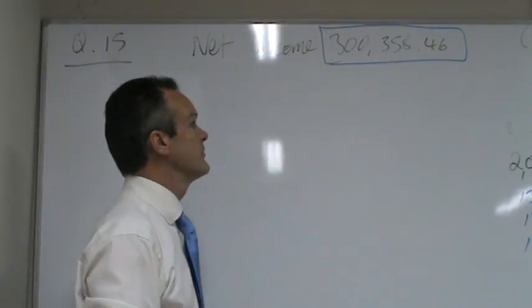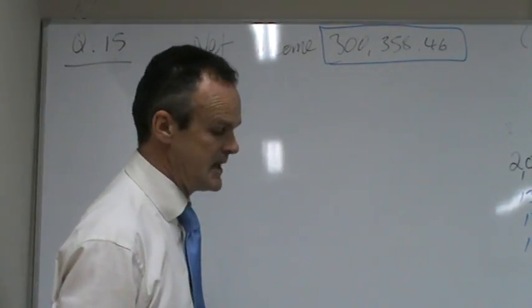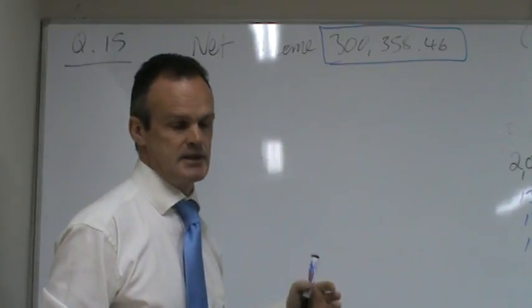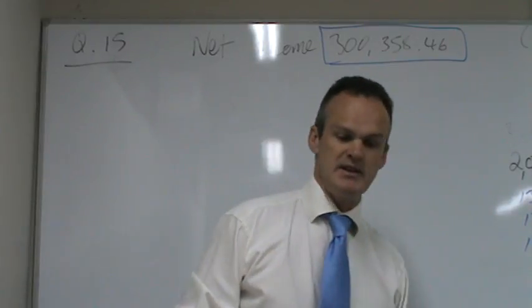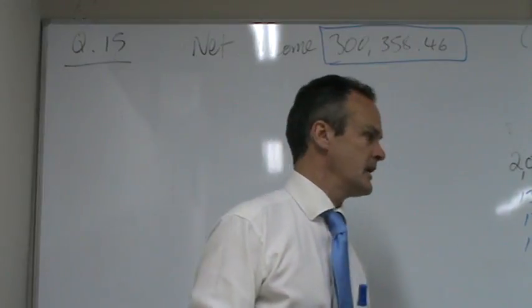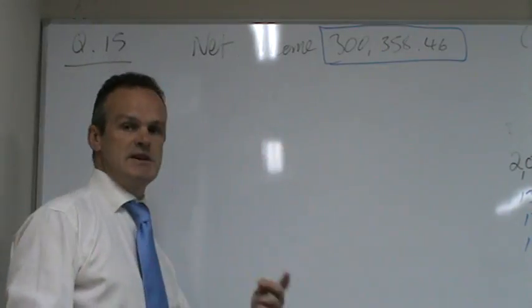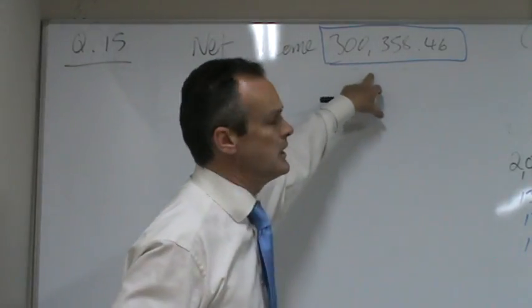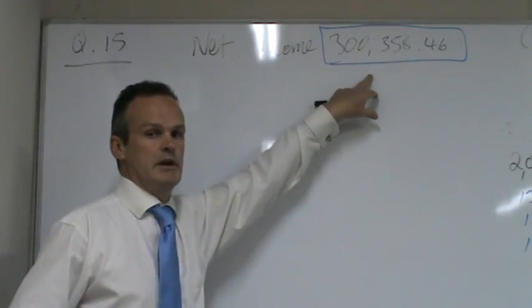300,358 euros and 46 cents. So they want to receive half of this in the following year as a dividend. Now this is where we've got the understanding. A dividend is basically the money that is paid to the owners. This money belongs to the owners of the company.